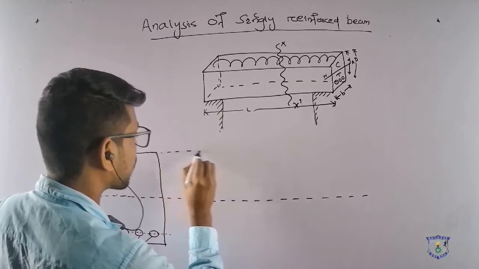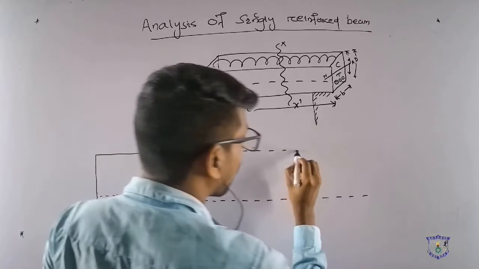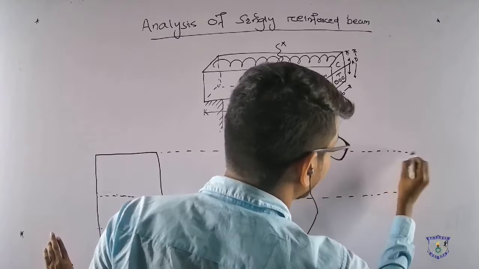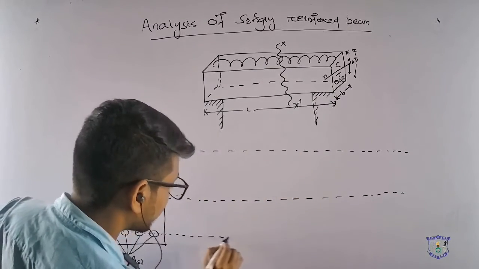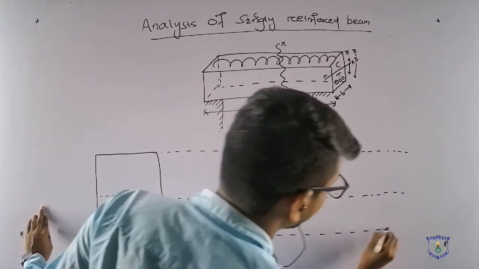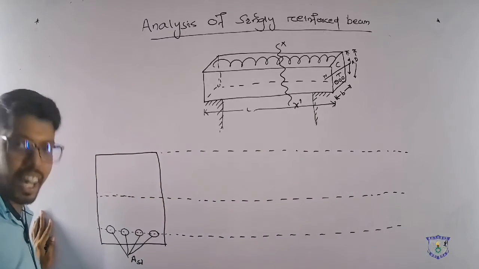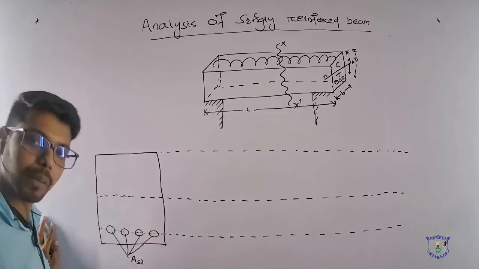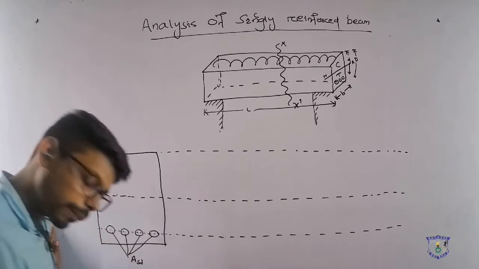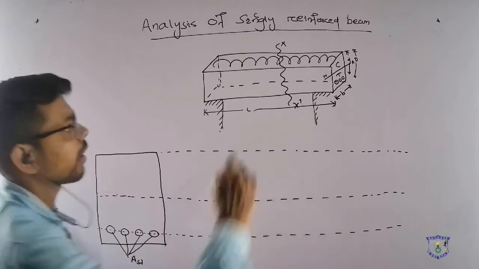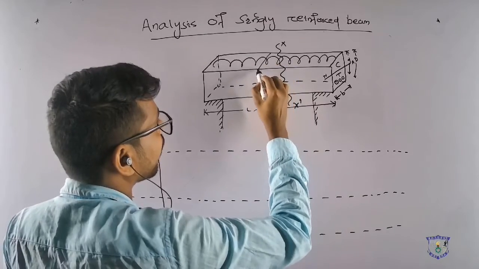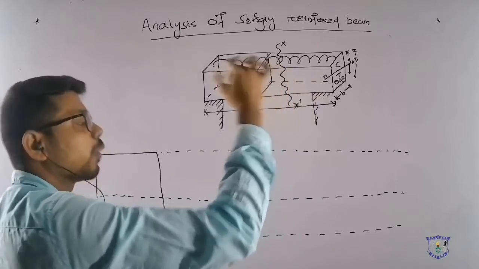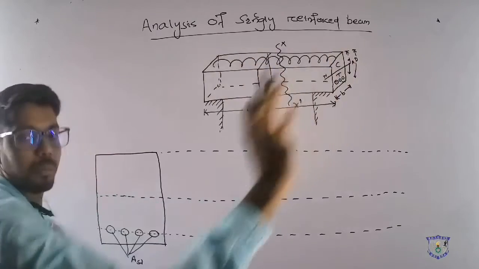We have to draw the stress strain diagram of this beam. That's why we have to know the assumptions regarding this stress strain diagram. What are the assumptions? The plane section remains plane before and after bending. Before bending it is plane, after bending it is also plane. If we consider the plane section, before and after bending this section remains the same.